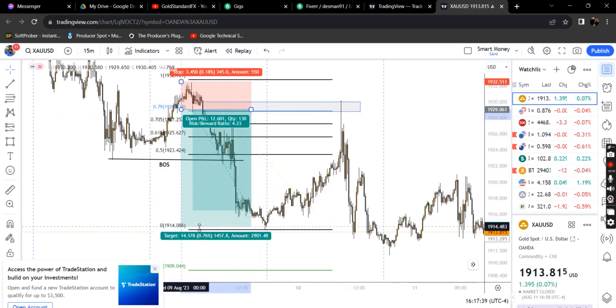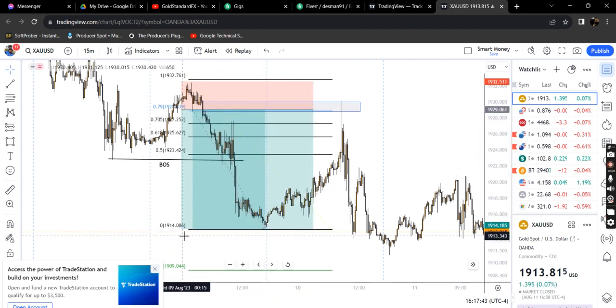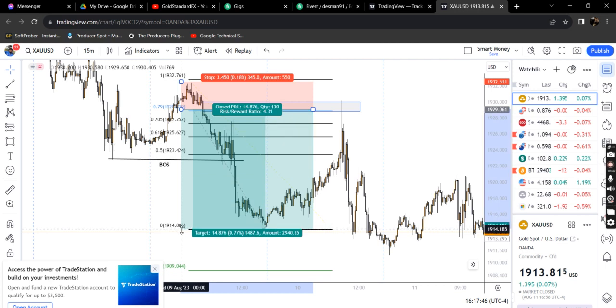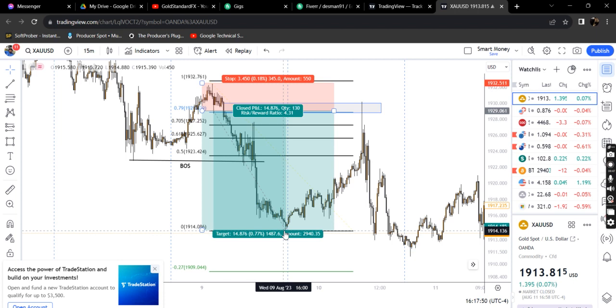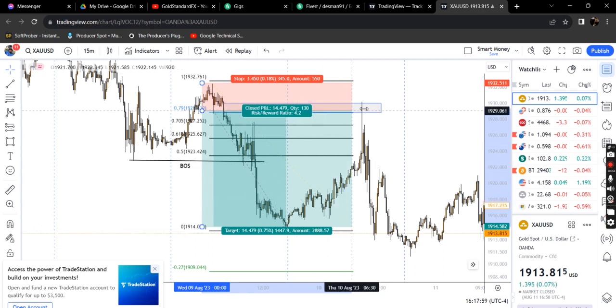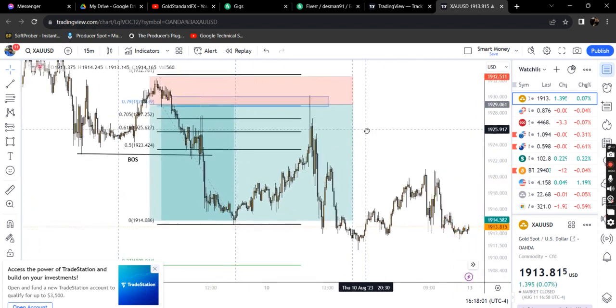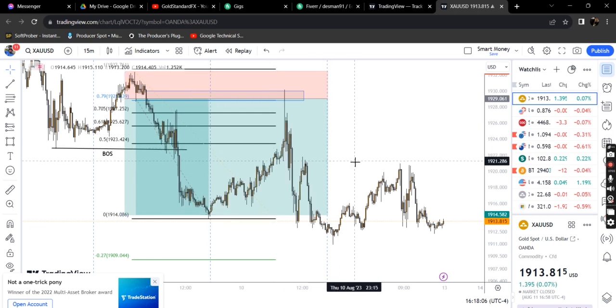And like I said, my target would have been, if not a new low, then at least the same price as the low. So it would have been around 1914. It would have been perfect. And I like to at least have a 1 to 2 risk to reward ratio or better. So in this case, it would have been a risk to reward ratio of 4, meaning if I'm risking $100, I make $400 in this case.